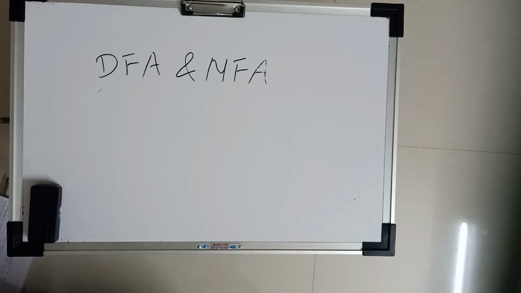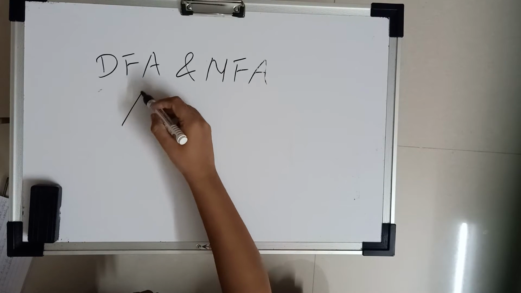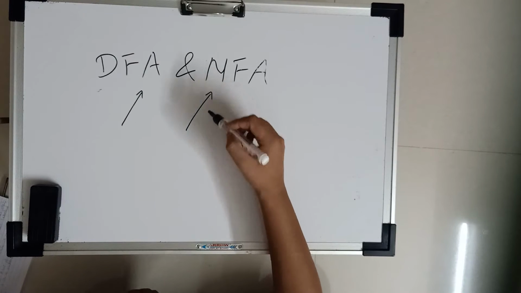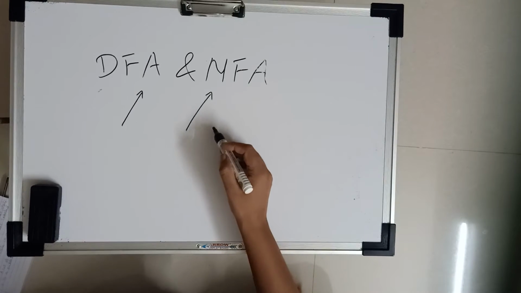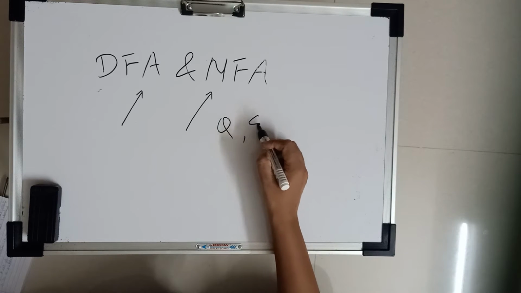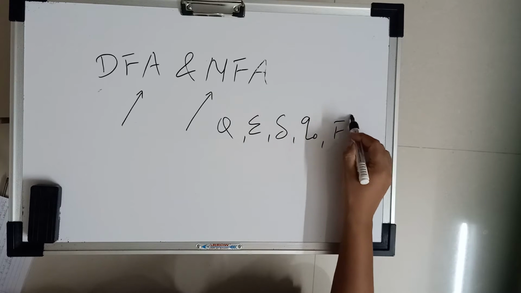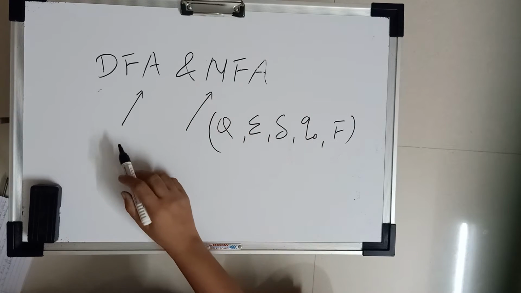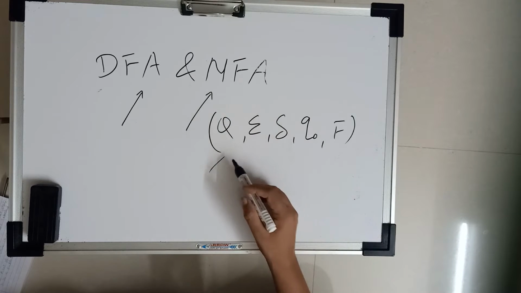Hello all, we'll discuss the topic finite automata and different types of finite automata. Basically there are two types of finite automata, DFA and NFA. Finite automata consist of 5 notations. Those notations are Q, sigma, delta, Q0, F. And DFA and NFA also consist of these 5 notations.